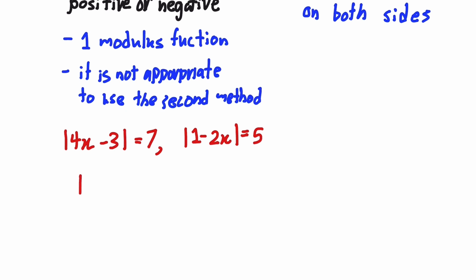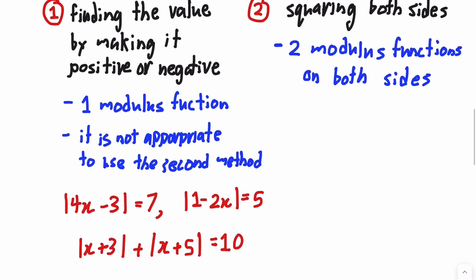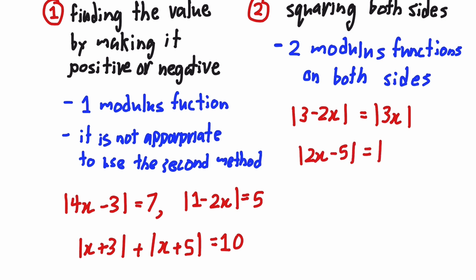Let's take the example we already made, x plus 3 plus x plus 5 equal 10. So those are the equations that we could use with the first method. And for the second method, it's a little bit clearer if you have equations like modulus of 3 minus 2x equal 3x, for example, or 2x minus 5 equal 1 minus x.